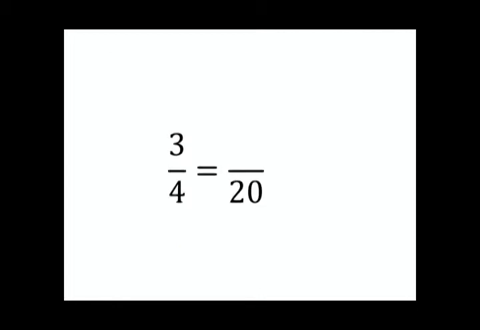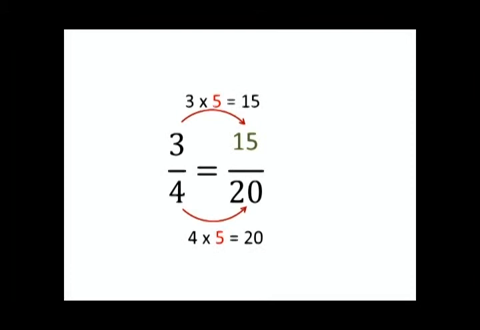Can you try this one? 3/4 is equal to how many 20ths? 4 times 5 is equal to 20. Since each quarter was divided by 5, my 3 pieces are now 15. My 3/4 is now 15 20ths.